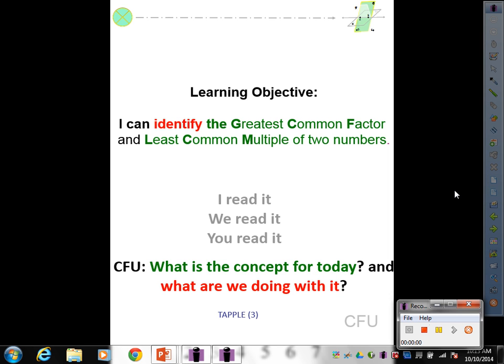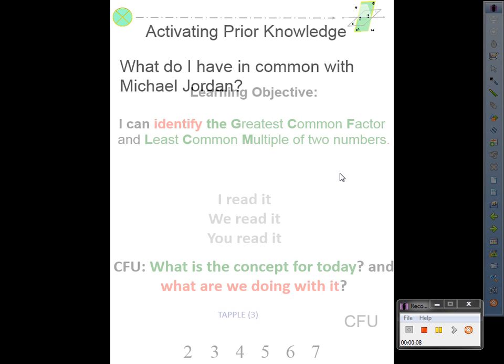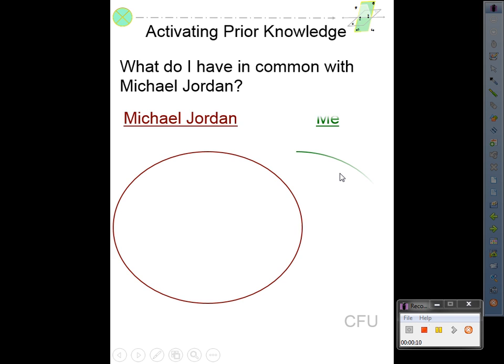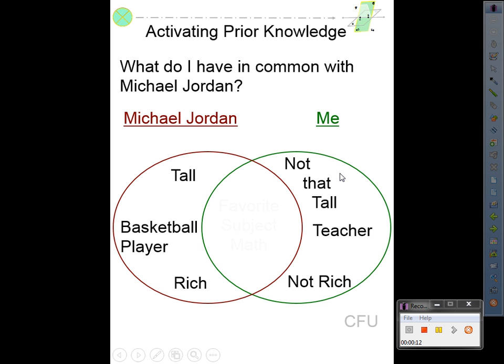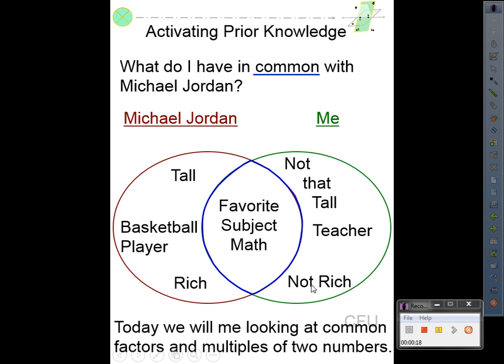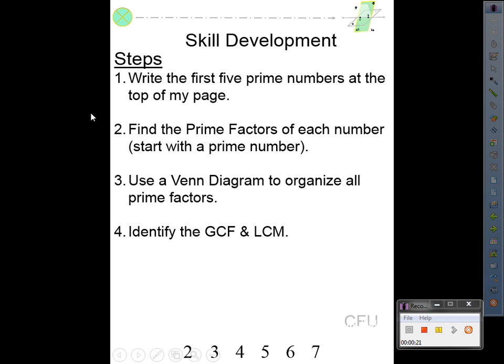Okay, thank you. Once again, our objective for today is to identify the greatest common factor and common multiples of two numbers. I already showed you what common means by illustrating Jordan and I. We said that the one thing we both have in common is that our favorite subject is math. So, steps: we wrote, write the first 5 prime numbers at the top of the page.